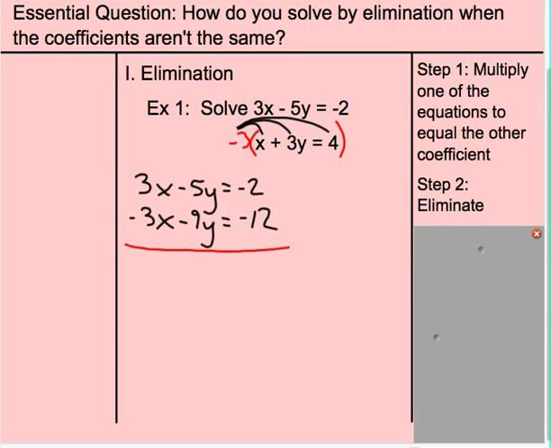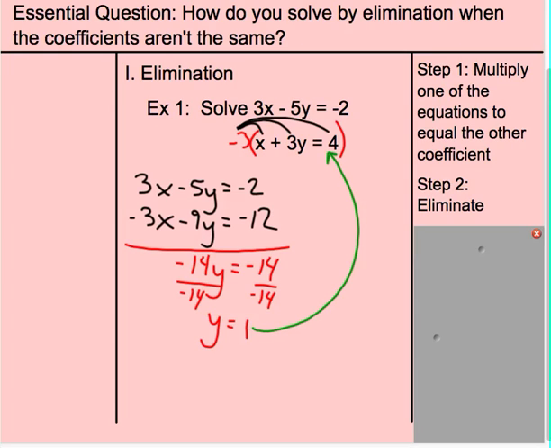So my x's cancel. -5y plus -9y is -14y. And -2 plus -12 is -14. So when I divide both sides by -14, I get y equals 1. So now I need to solve for x, so I go back up to one of my original equations. I am going to use my second equation before I multiplied by the -3 to solve for x. So it becomes x plus 3 times 1 equals 4.